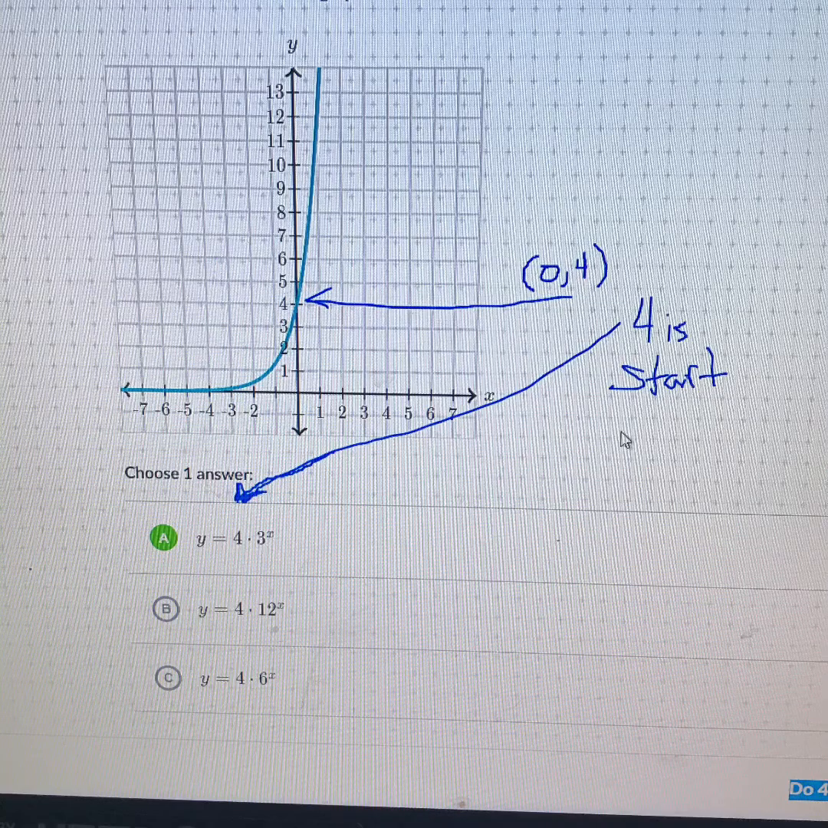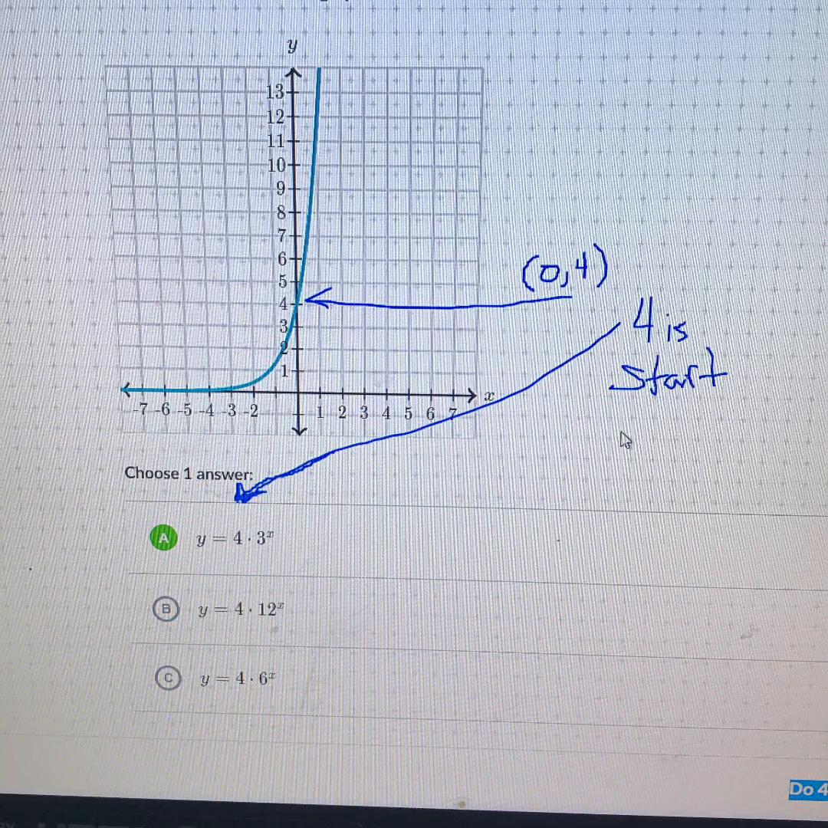The first number I would like to speak to you about is that number 4 at the beginning of every single one of these answer choices. A was 4 times 3 to the power of x, B is 4 times 12 to the power of x, and C is 4 times 6 to the power of x. That 4 is our starting value. When we talked about interest, that was our principal amount, or starting amount.